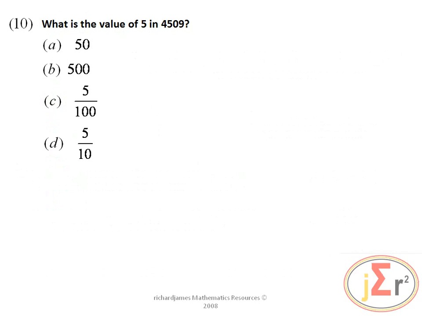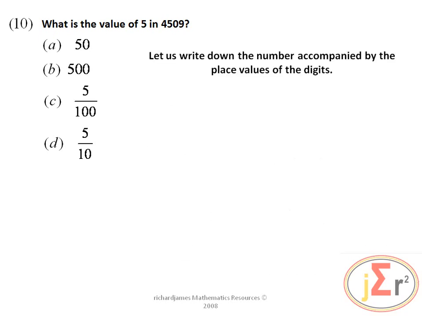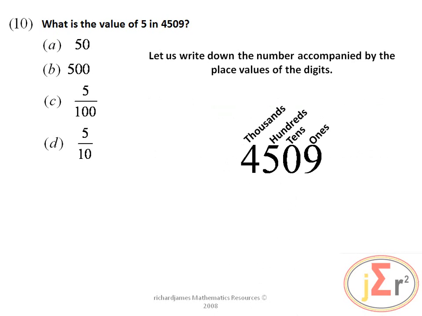Jerry, you take over and answer this question. You tell me what to do. This question says, what is the value of 5 in 4,509? So what do we do? First, we are going to identify the place values. So let us write down the number accompanied by the place values. So that's what we do, Jerry. And give me the next step.